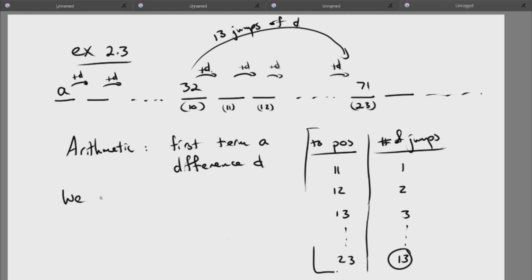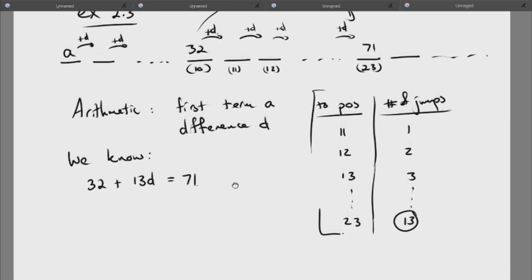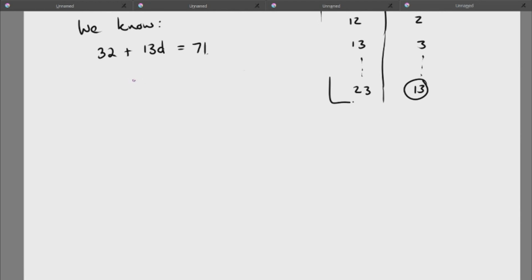So, what do we now know? That 32 plus the super jump of 13 Ds will get me to 71. And we are just translating what we've already said into an equation. The equation is not new, it's not strange, it's not magic, it's just a translation of what we've already said. Then I can use that equation to solve for D, subtract 32 on both sides.